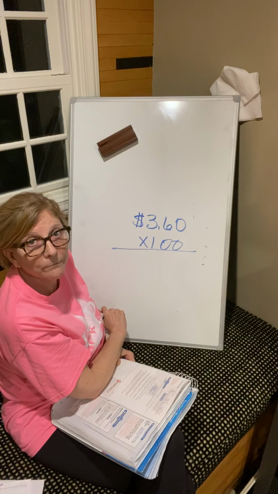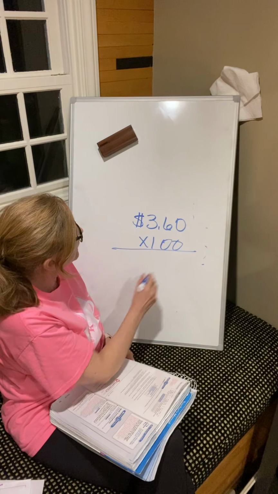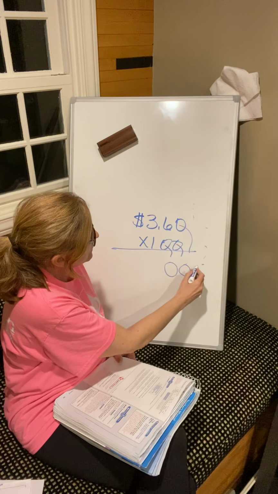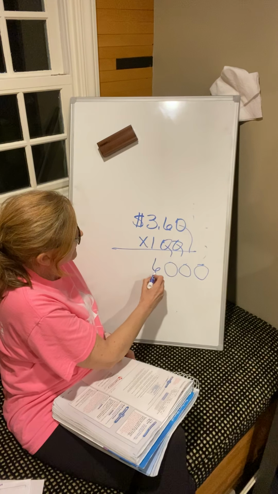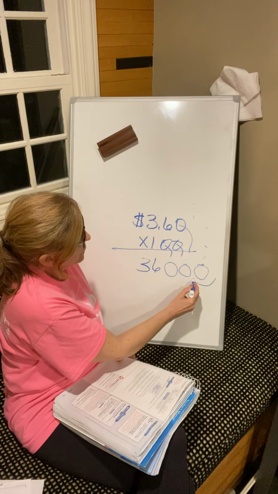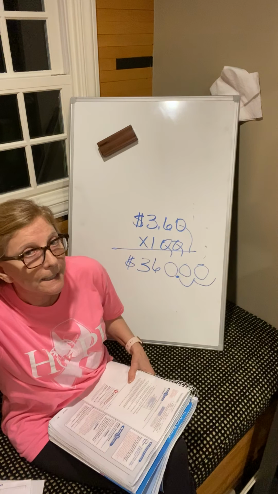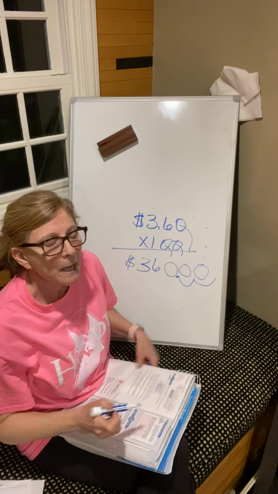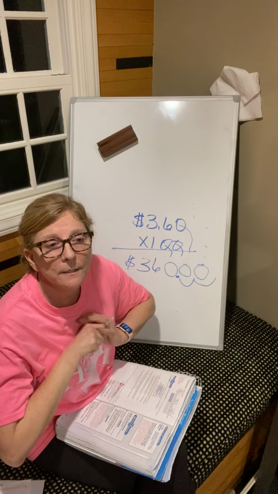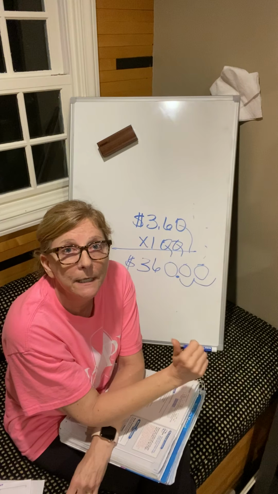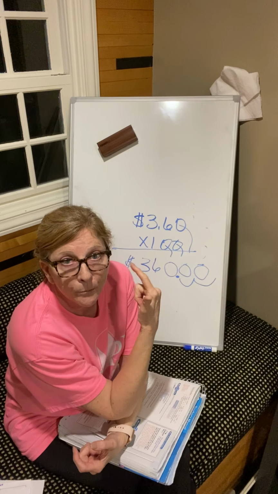Okay, you got it? Got it in your brain? Let's work it. This comes down, this comes down, this comes down. 1, 2, 3. 6 and 3. Go over 2, 1, 2. $360. Okay? All right, you guys practice that because that's a very good skill to have, to be able to multiply by 10, 100, and 1,000 in your brain.